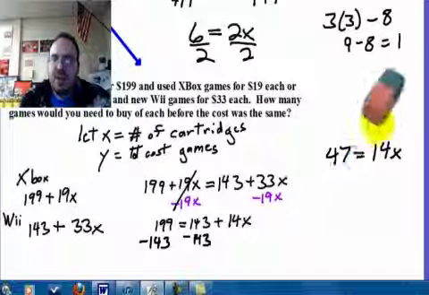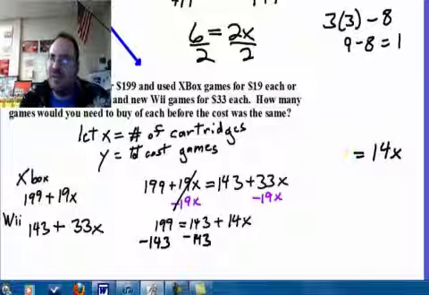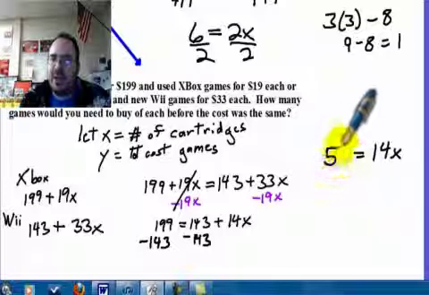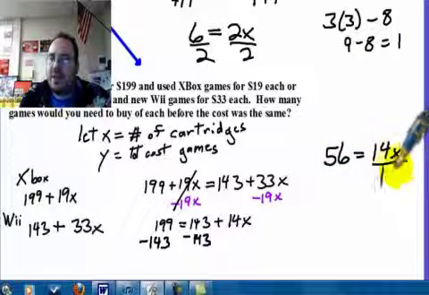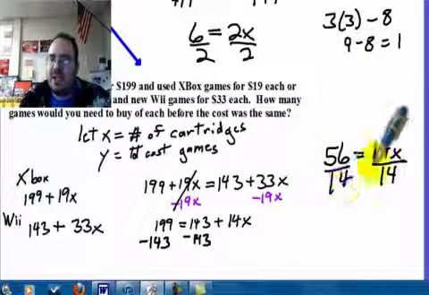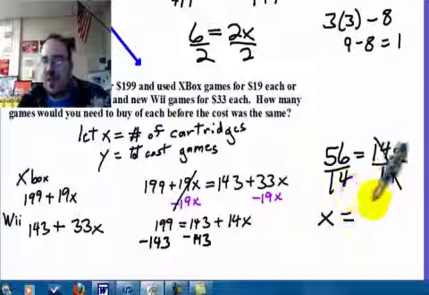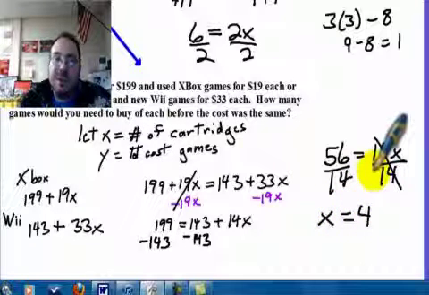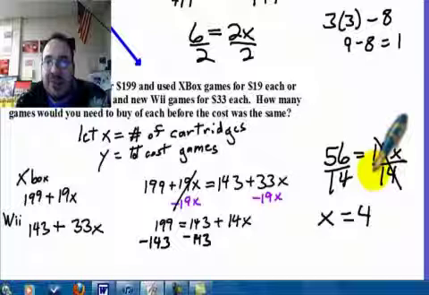Wait, that's not right. It's actually 56. I am totally spacing out there. Okay, so then I divide both sides by 14, and I get x equals 4. So it looks like if I buy 4 games, the cost is the same.